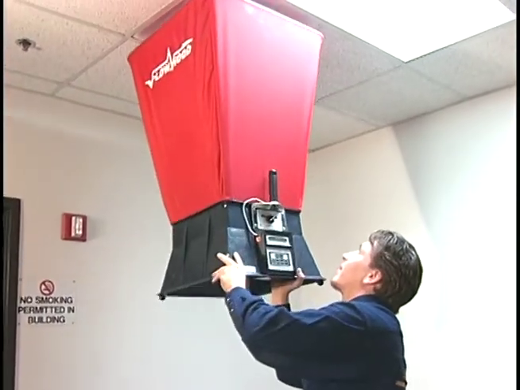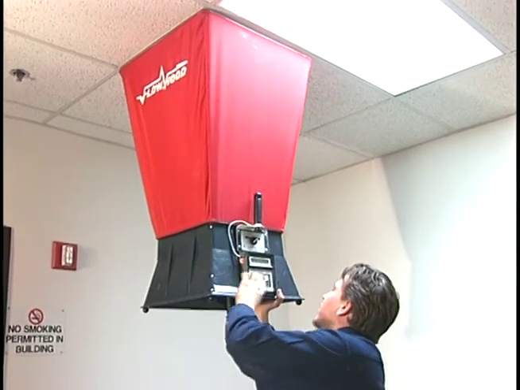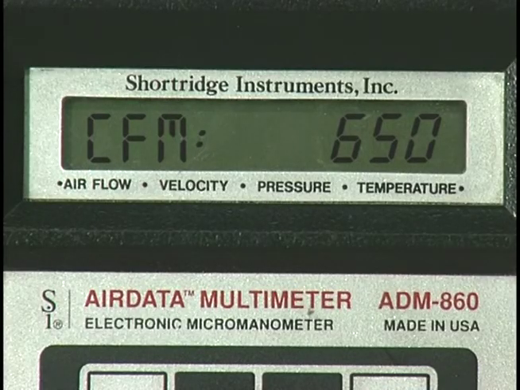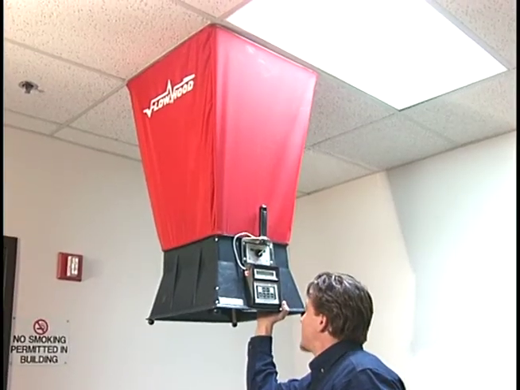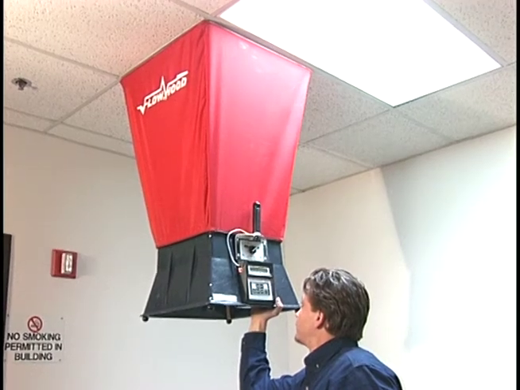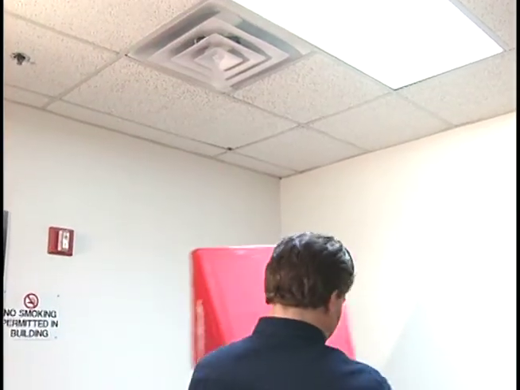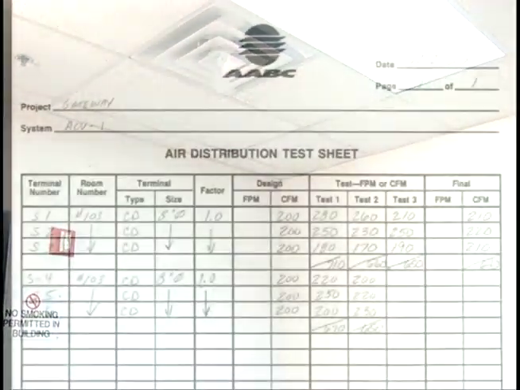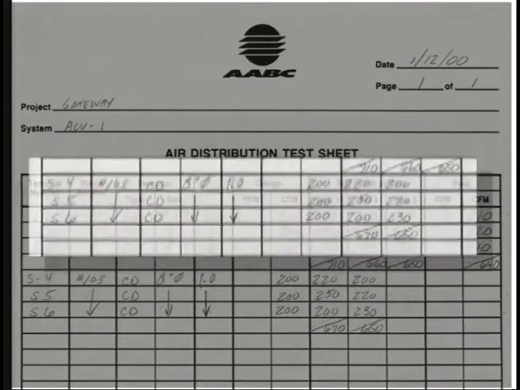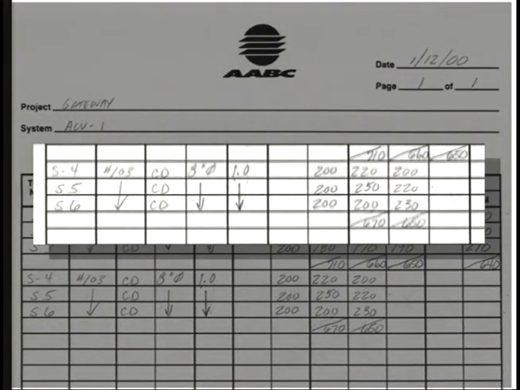The technician now goes to the next branch. The outlets now read a total of 650. The design is 600 CFM. Therefore, this branch was adjusted to 108% of design during the branch balancing phase. The balancing then continues with outlets S4, S5, and S6.